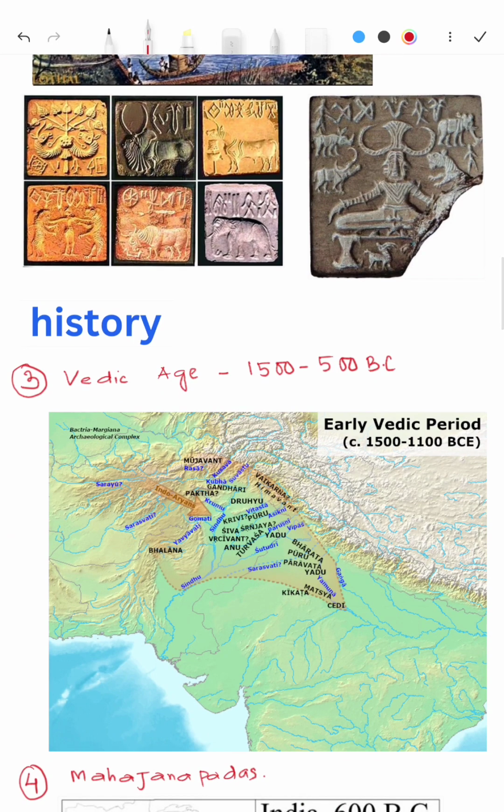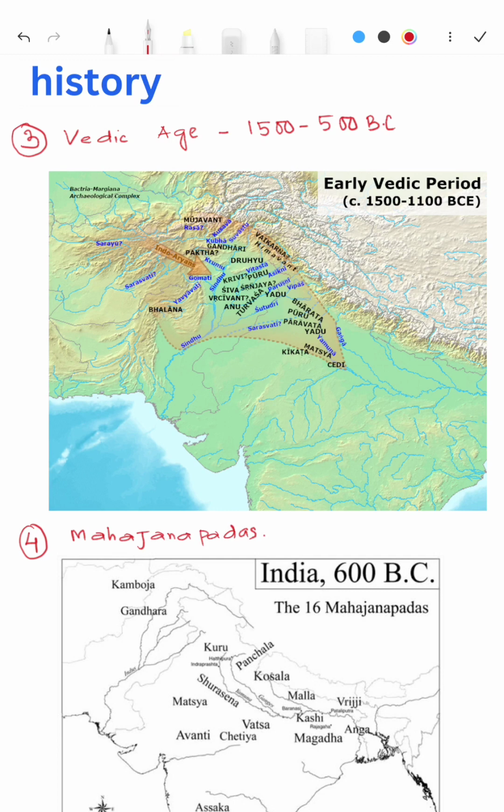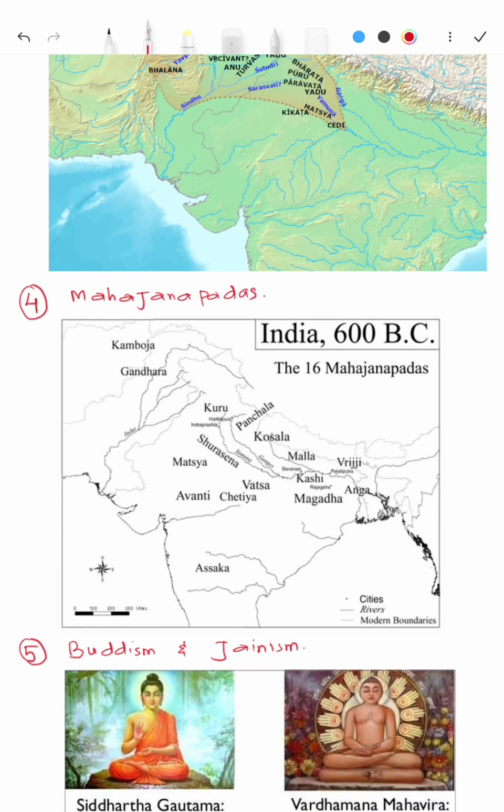Now coming to history, the third part, that is Vedic Age, period ranging from 1500 to 500 BC. In this period, you will see the Indo-Aryans coming to India. And in number 4, you will see the Mahajanapadas, that is the period from 600 BC. Anguttara Nikaya, one of the Buddhist texts, mentions these 16 Mahajanapadas.